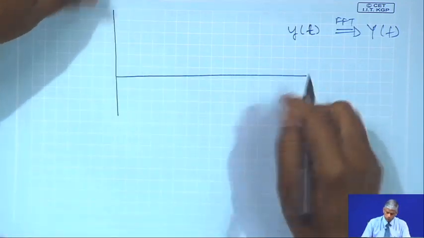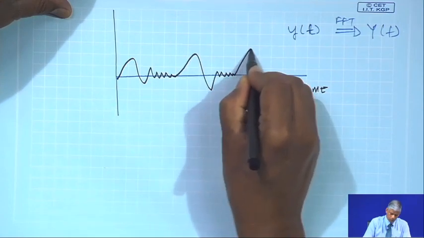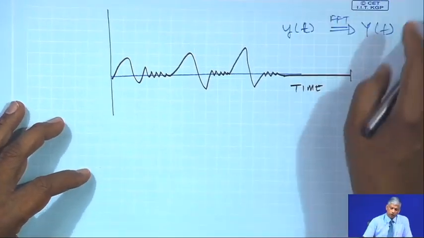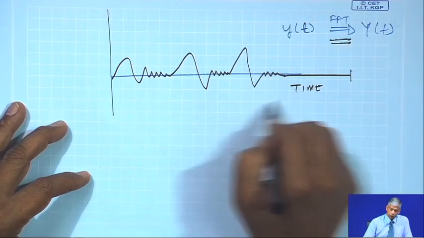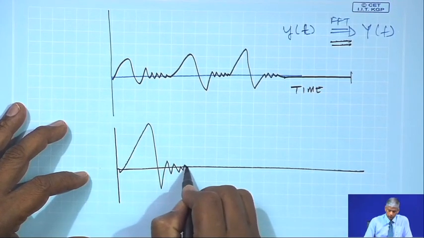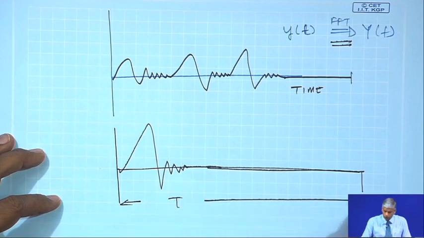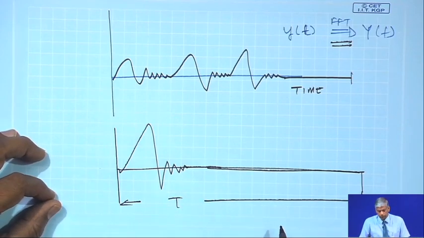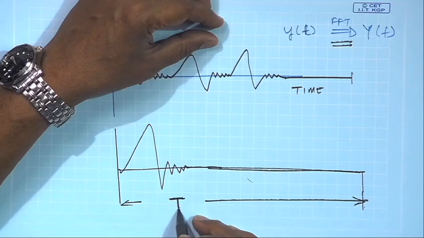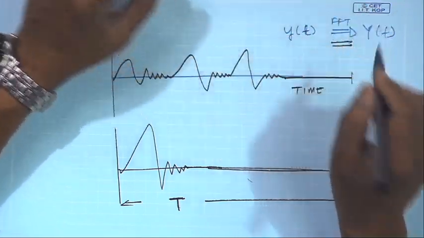But the question is, what happens in this time? My signal is changing. That means the signal's quality has changed. For example, I will give you another example to illustrate this. I have an impulse, and then there is nothing beyond it. If I have taken a total time signal of t, obviously this is not true. This signal is not repeating at an instance of time.